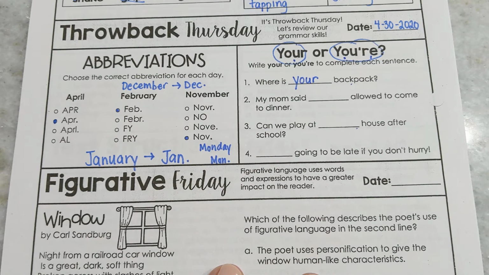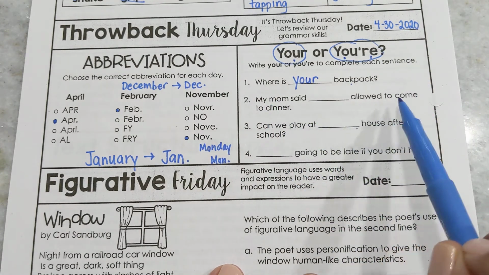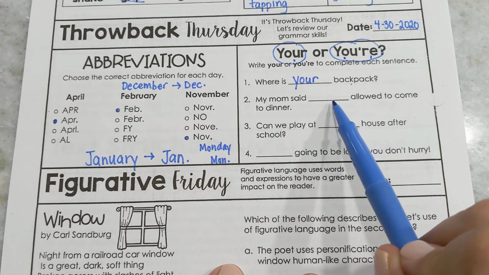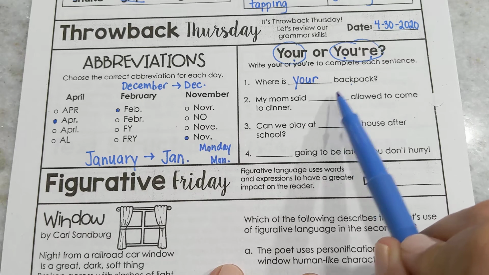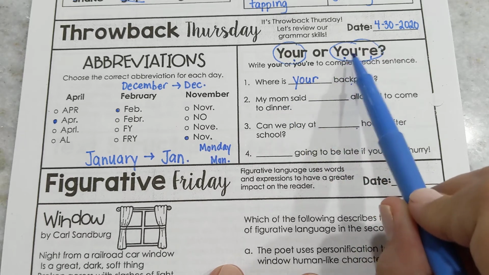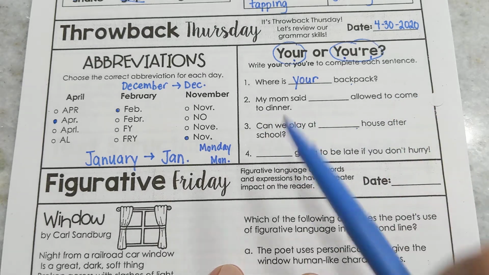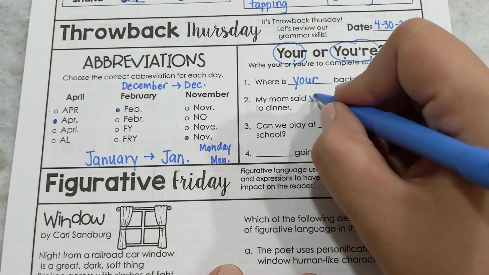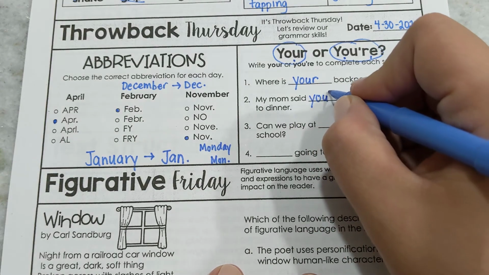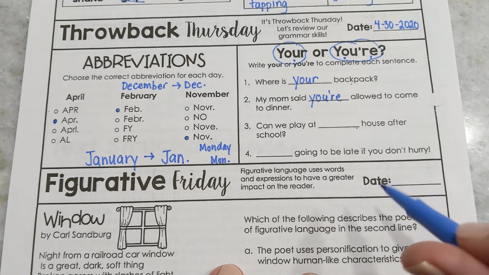backpack, okay? Next, my mom said you're allowed to come to dinner. There's nothing here to possess, okay? Let's fill it in with you are. My mom said you are allowed to come to dinner. That made sense, didn't it? I'm using the words you are to replace that you're. If you can't replace it with the words you are, then you're not using the correct form of that word.